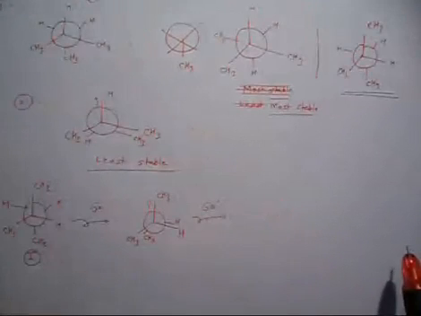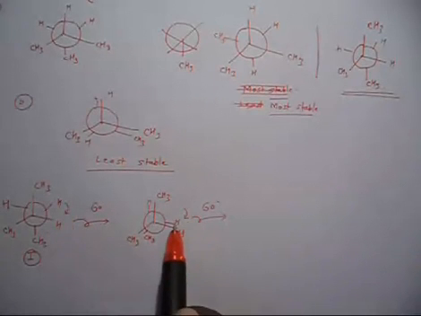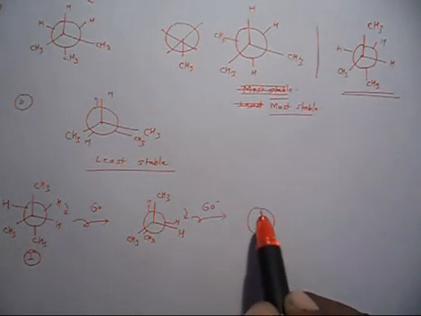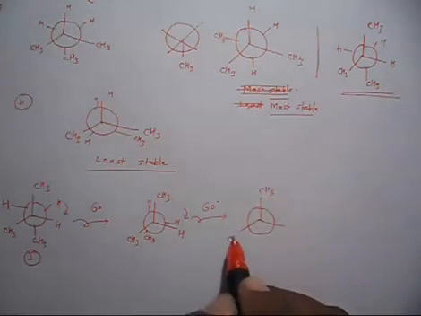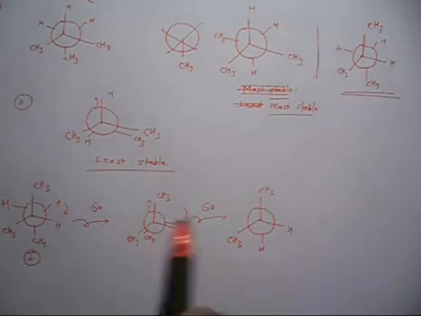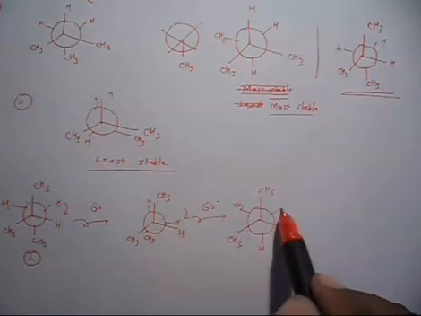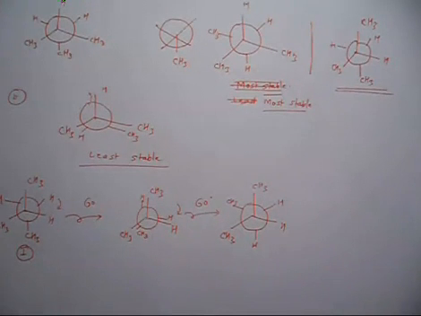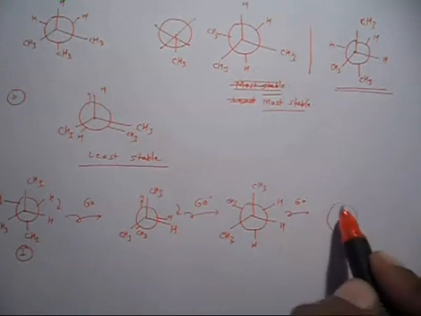If I rotate 60 degrees more, what will happen? Now the back carbon is rotated in this way. Its hydrogen, which is here, will come here. Keep the front carbon the same: CH3, CH3, H. This hydrogen will come here, this CH3 will go here, and this hydrogen will go here. Even if I rotate one more time by 60 degrees, I will get something like this.